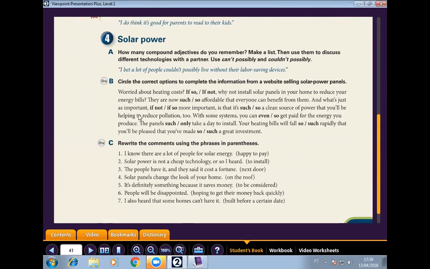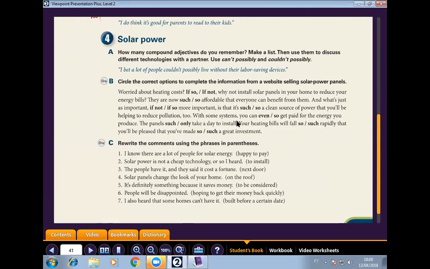And what is just as important, if not more important, is that it's such or so a clean source of power. You see, we have an article, and remember that articles are used for nouns. So even though you don't know what a noun is, if there is an article, there is a noun, okay? And it's countable. So you have to use such. Such a clean source of power that you will be helping to reduce pollution too.